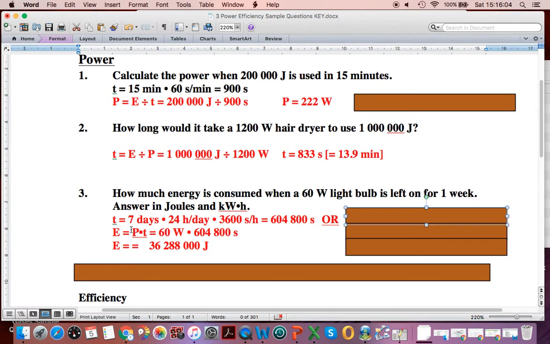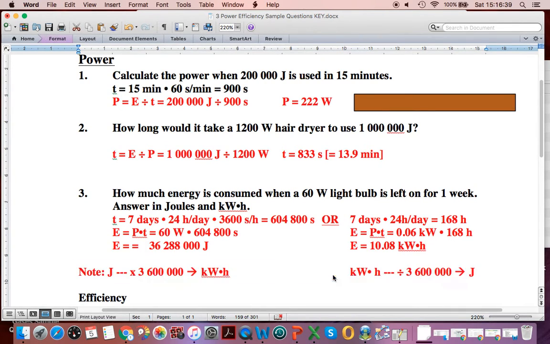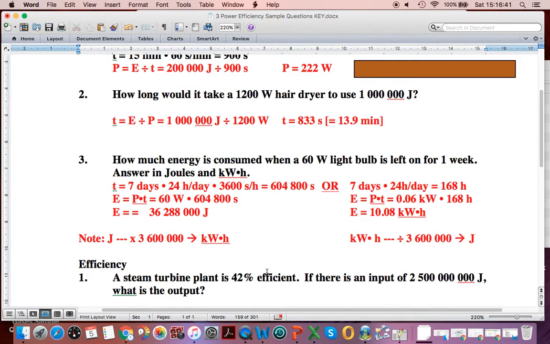We know our energy is going to still be power times time, but our power has to be in kilowatts, and our time has to be in hours. So we need to know how many hours in a week. And pretty well everyone knows there's 168 hours in a week. So same kind of conversion for time. Then we plug in those numbers. Energy equals power times time. Take those kilowatts. And we get 10.08 kilowatt hours. Again, going from here to here, we could do it in one step by dividing by 3.6 million. So that's our friendly reminder there.